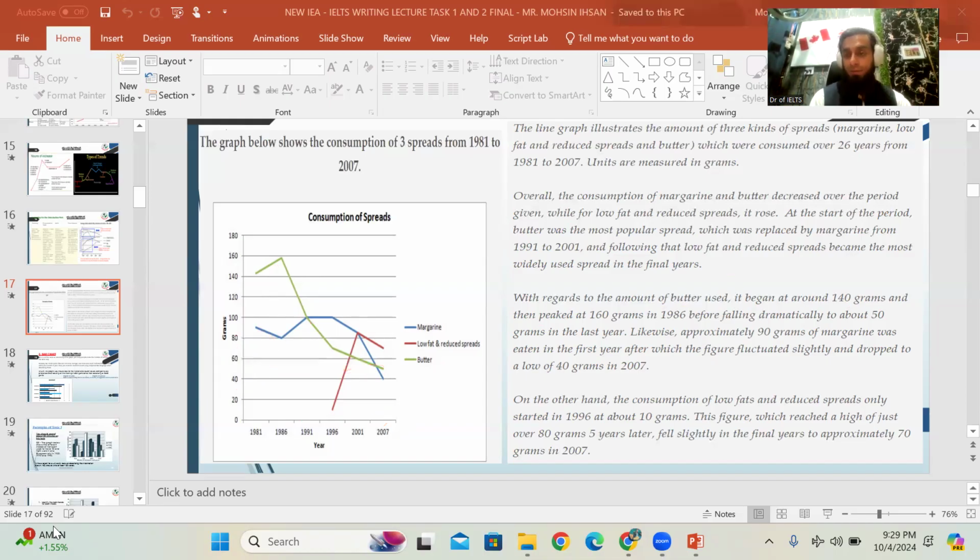Next line was that. Yes. Likewise, approximately 90 grams of margarine. Margarine 90 grams mein jahan se start hua, before it declined till 80, then there was a fluctuation, right? You can see first year, the figure fluctuated slightly, means thodi si increase, up down, chadhav utar, utar chadhav, down then upward, that is called fluctuation. That is, and drop to low 40 grams. 40 grams tak jab ye aa gaya, blue wala ye 40 grams tak. So you have to mention this, right?